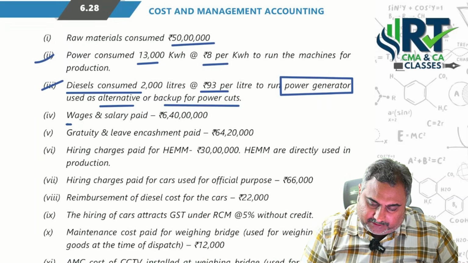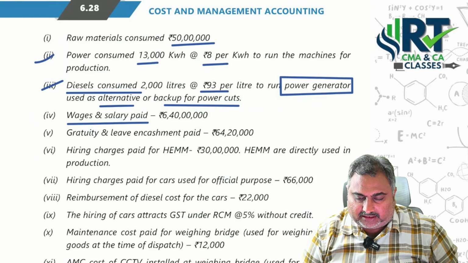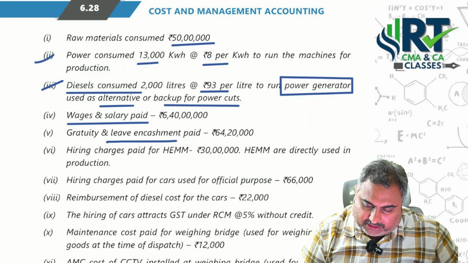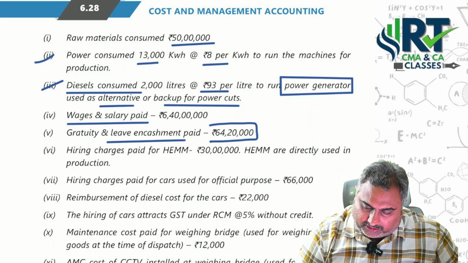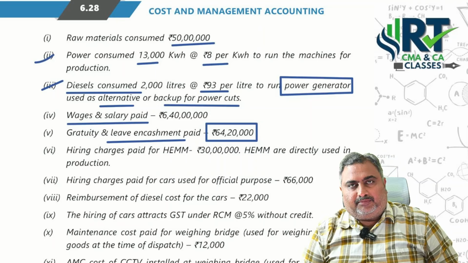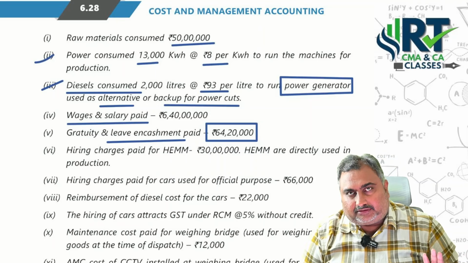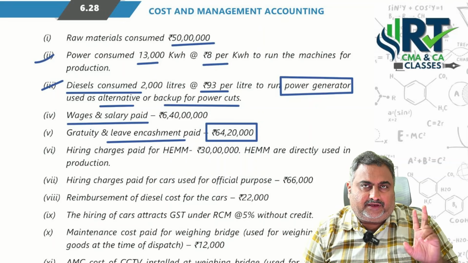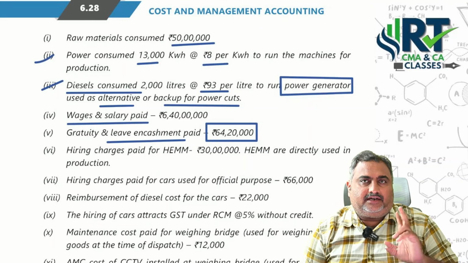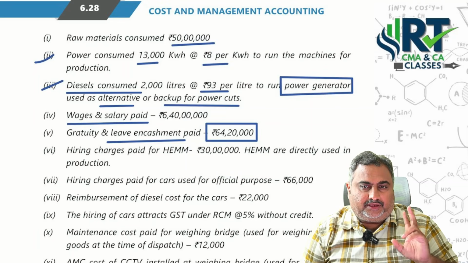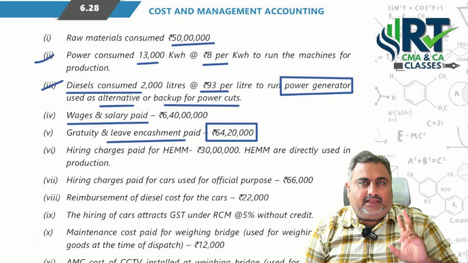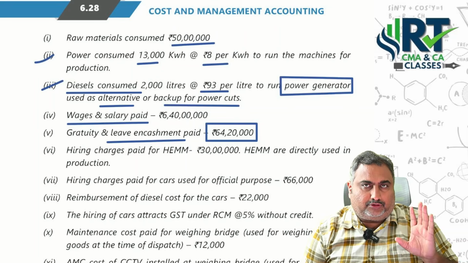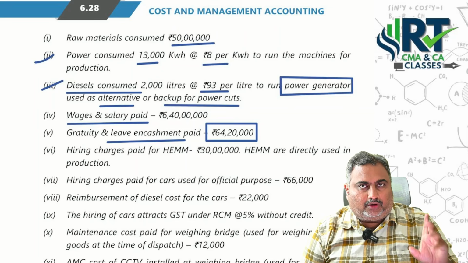Wages and salaries paid are 6 crore 40 lakhs, and gratuity and leave encashment paid is 64 lakh 20,000. If you remember, when we discussed cost sheet I clearly said that whatever you pay in relation to wages, whether it is PF, ESI, gratuity, or any such expenses, that amount should also form part of your employee cost.